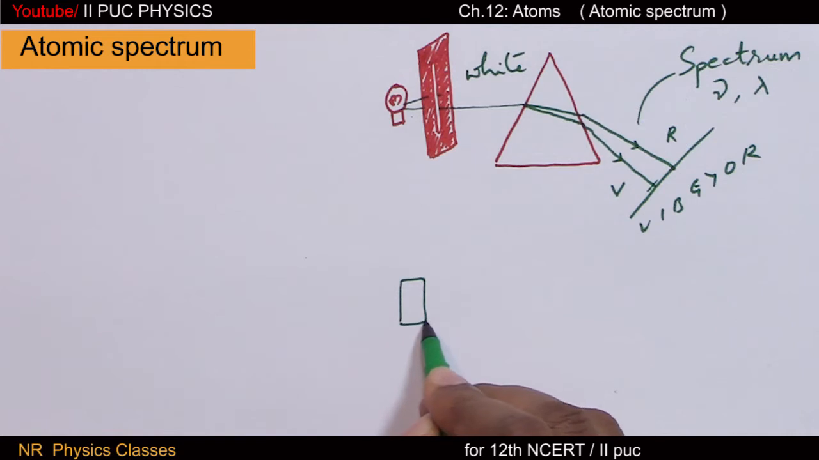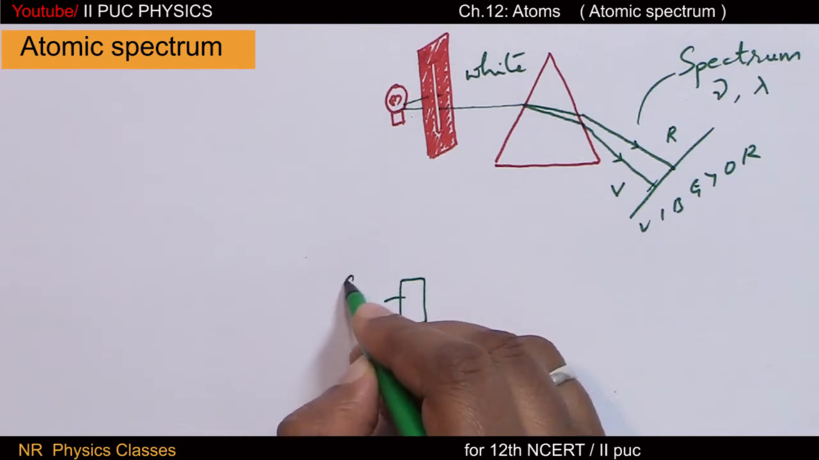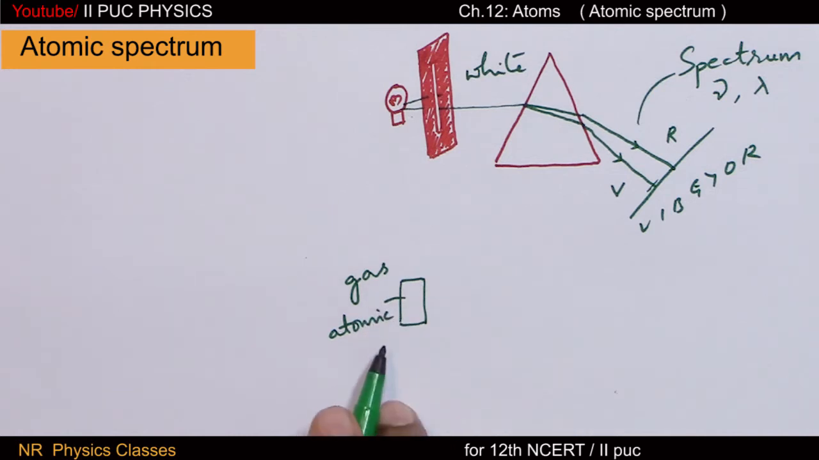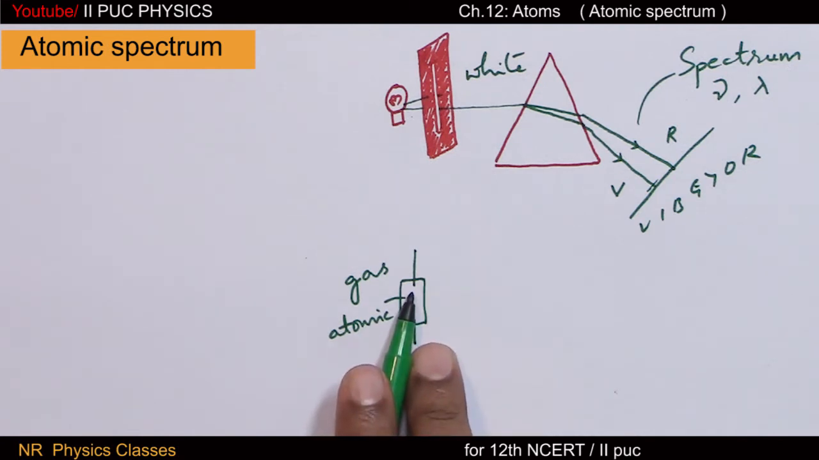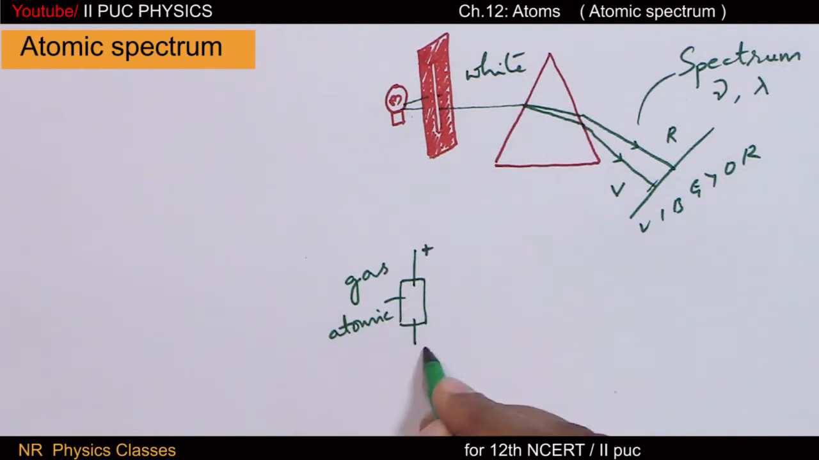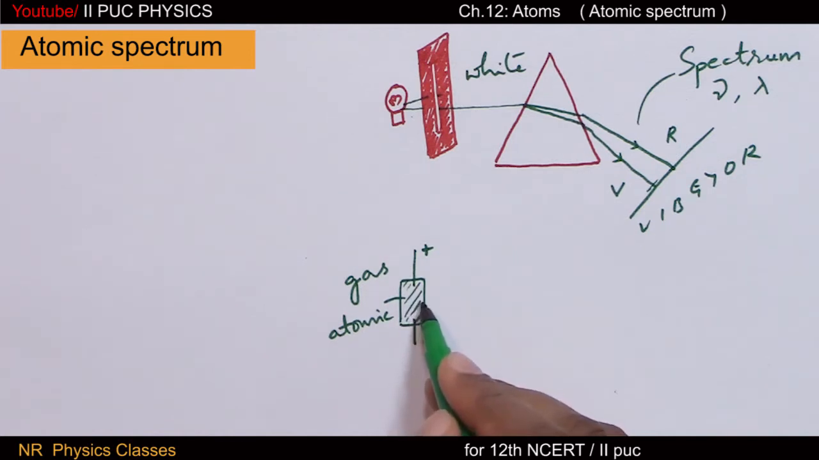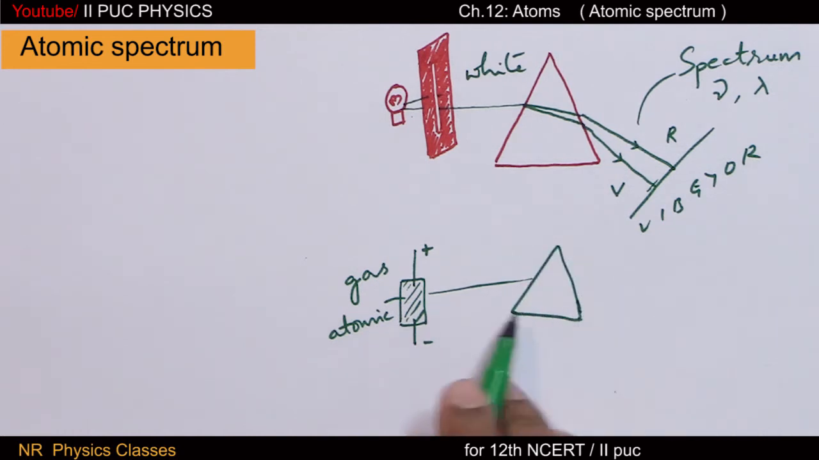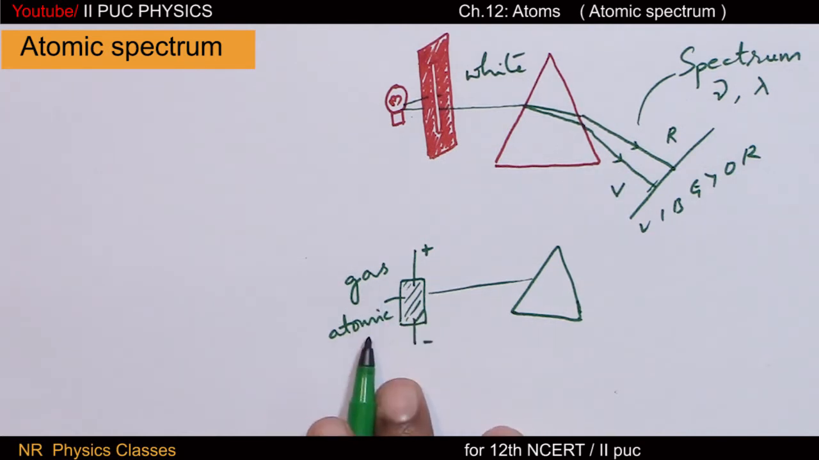This is glass chamber. This glass chamber is filled with suitable gas in atomic state. It should not be in molecular state, atomic state. If this glass chamber is suitably excited with plus and minus potential difference, electrical energy, then this gas starts glowing. When it starts glowing, that light is made to pass through the prism. So let us try to get spectrum of the light emitted by the excited gas in atomic state.